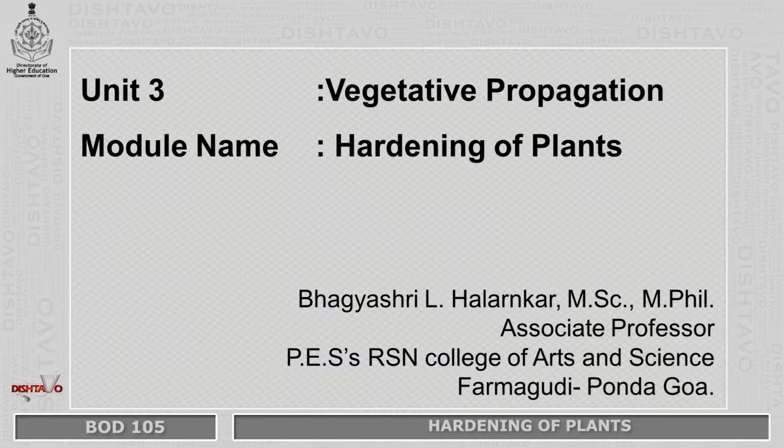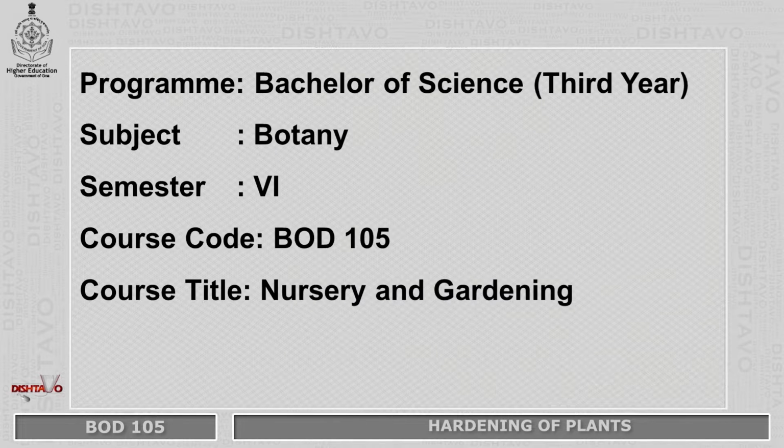You are going to learn in this module Hardening of Plants. This module is from Unit 3 Vegetative Propagation, from course code BOD105 and course title Nursery and Gardening.